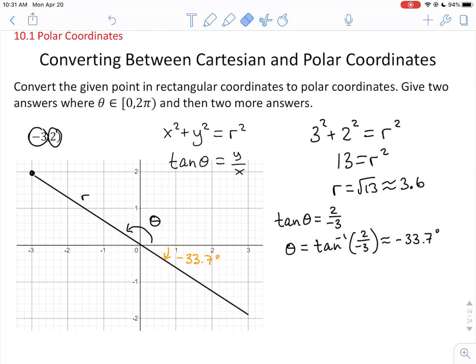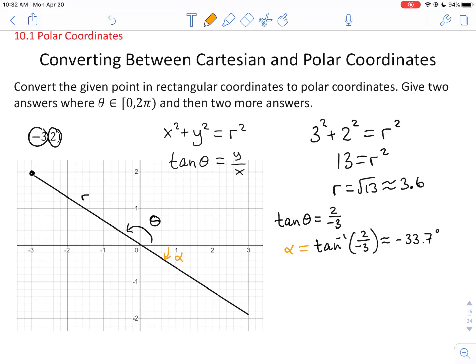If you need an angle that's not one of those, then you're going to have to adjust the answer that you get using the arctangent. So it's not correct to say that the theta is equal to arctangent. This part right here needs to be erased. If you want, you can call this an alpha. And alpha is equal to arctangent of 2 over negative 3, which is negative 33.7 degrees.